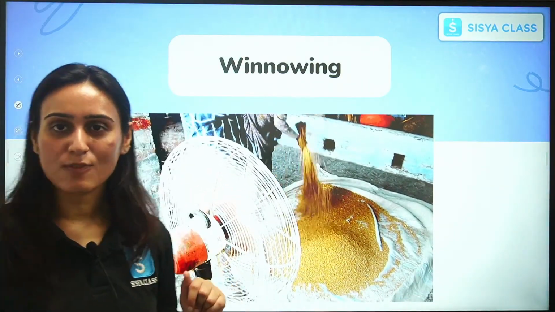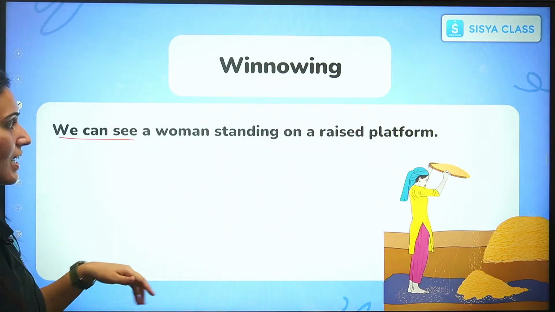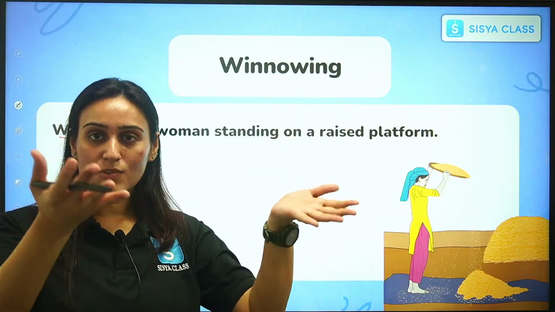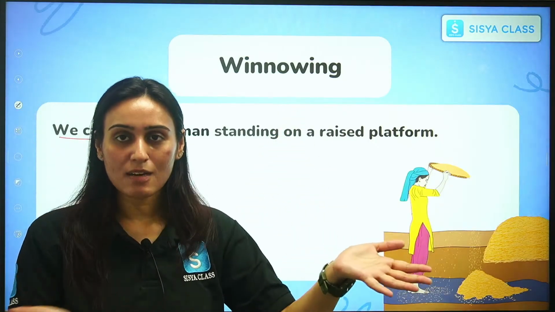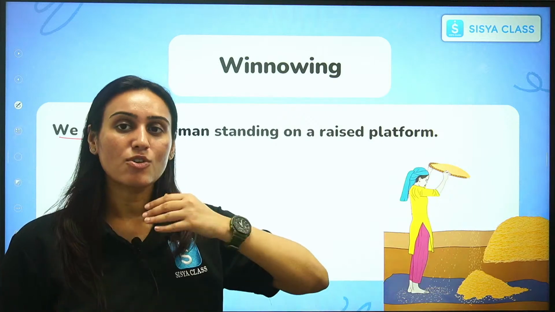Let's see what this winnowing is. So we can see a woman that is standing on a raised platform. We are using the soup, no? So we are blowing the wind. We are allowing the husk to move out.